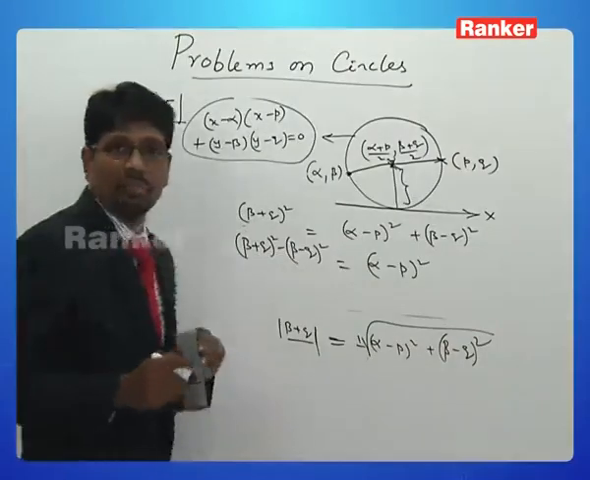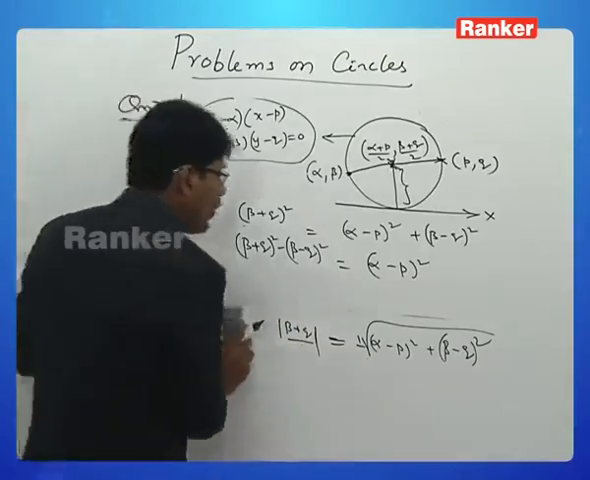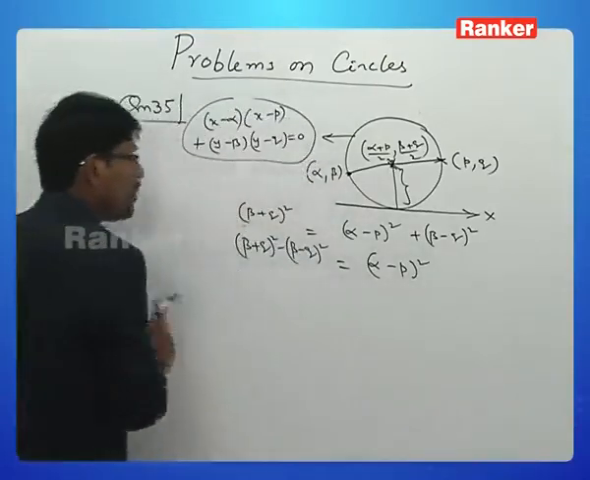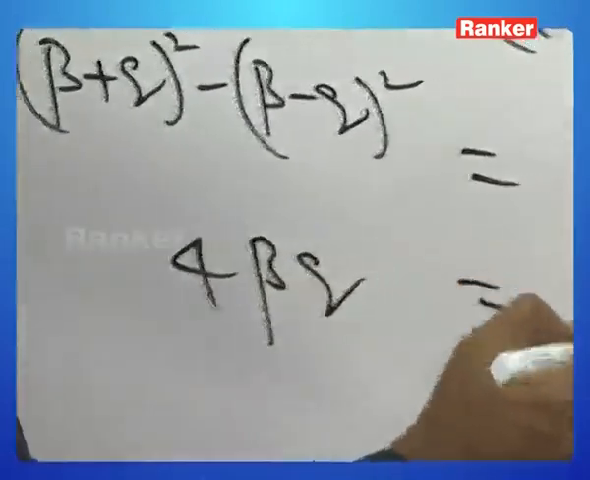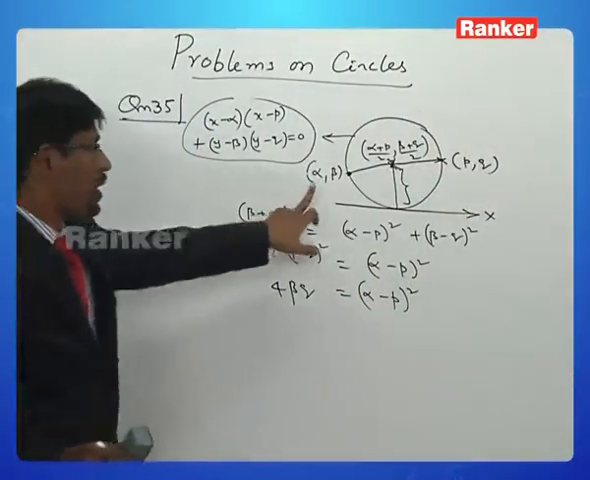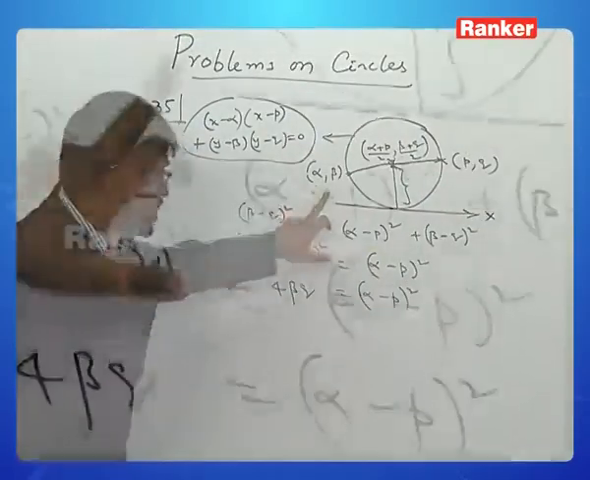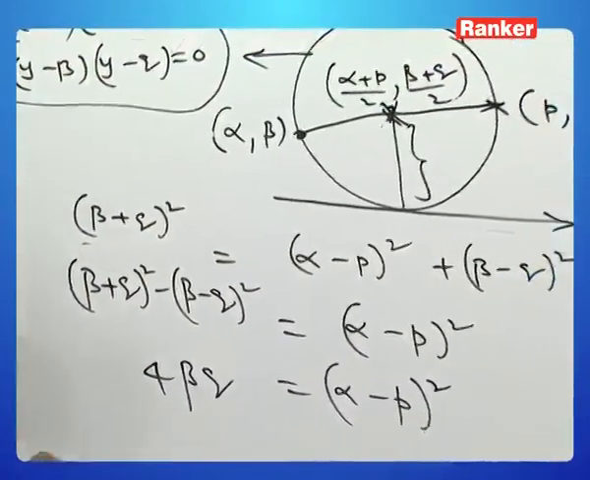Now that is clearly in the form of, this has to be in the form of 4 beta q. This is in the form of 4 beta q, and that is alpha minus p the whole square. You wanted the locus of alpha comma beta. So what shall we do? We shall replace this alpha comma beta by the general coordinates x comma y.